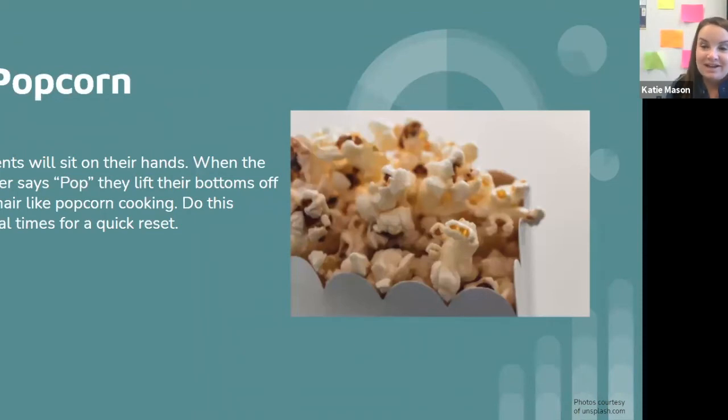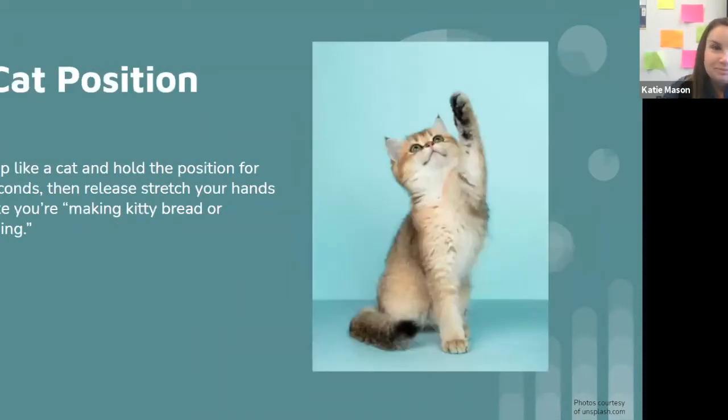And that again can be done in brick and mortar and virtual. The cat position. The cat, you are curling up with your feet up to your body. So you're like kind of in a ball, and then you reach out and stretch. And you're just like kind of making that kitty bread. So you're just stretching and kneading your hands.